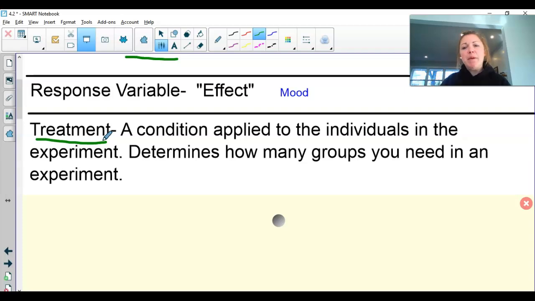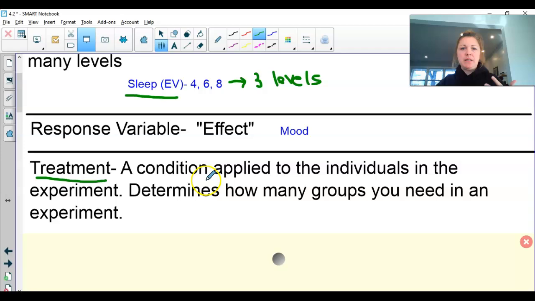It determines how many groups you need in an experiment. So let's go back to this whole idea of this sleep study, or this sleep experiment. Right now, my factor is sleep, and I'm seeing how it influences people's mood. Now, there are 3 levels to this factor, or this explanatory variable, because I'm looking at 3 different things. That means I need 3 treatment groups.